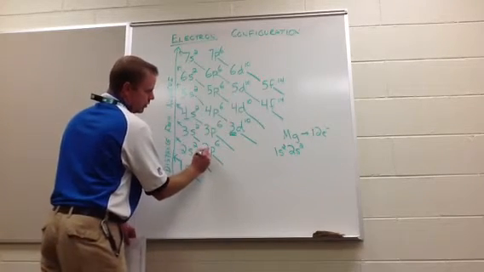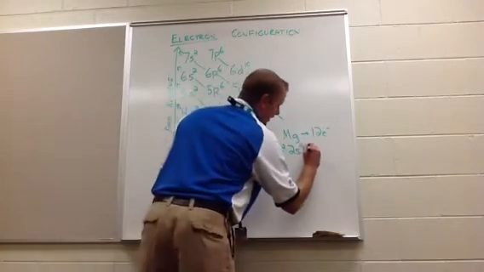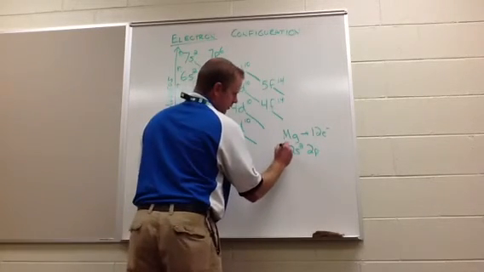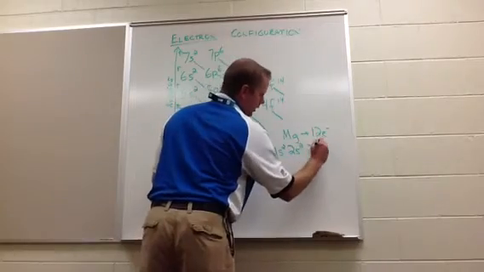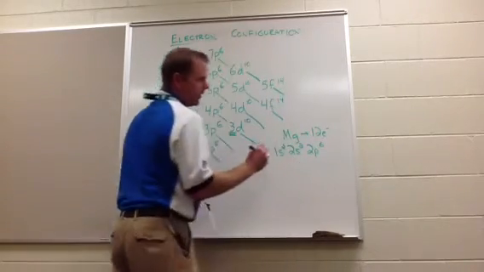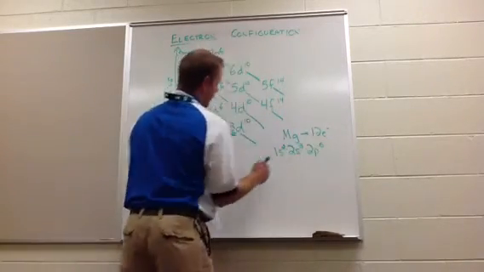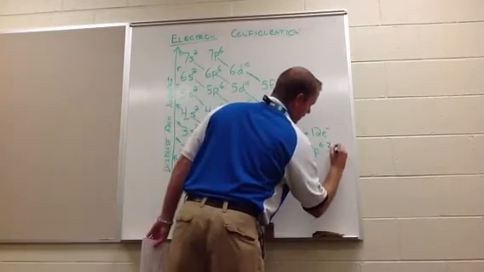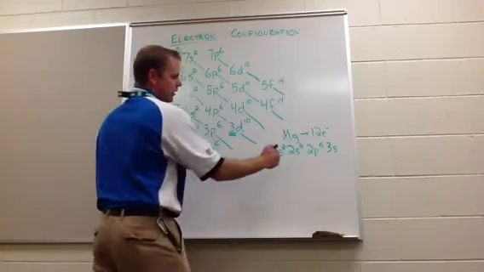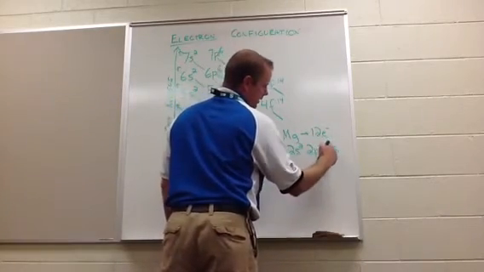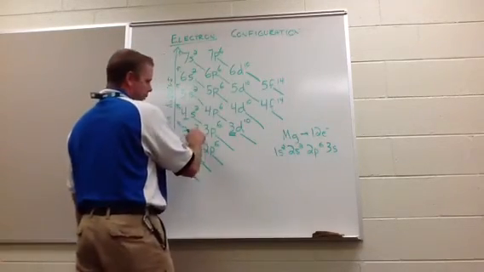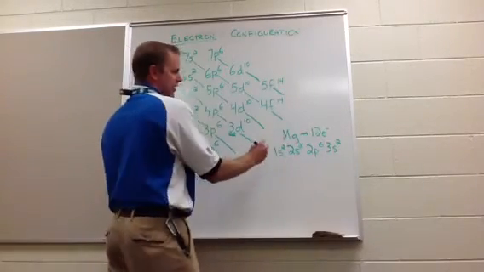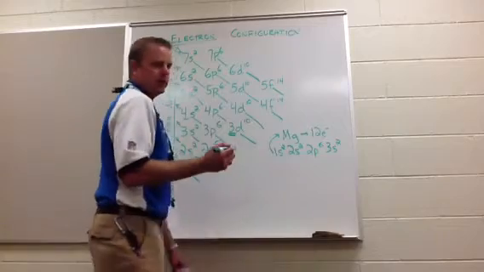We get to here, 2p, and 6 will fit in here. So we take a look at it, we say, okay, 2, 4, plus another 6 for a total of 10. Well, we got to get to 12, right? So that brings us to 3s. At the 3s level, 2 will fit. You've already placed 2, 4, 10. You need to put 2 more. They both will fit. 3s2. And that is the electron configuration for magnesium.